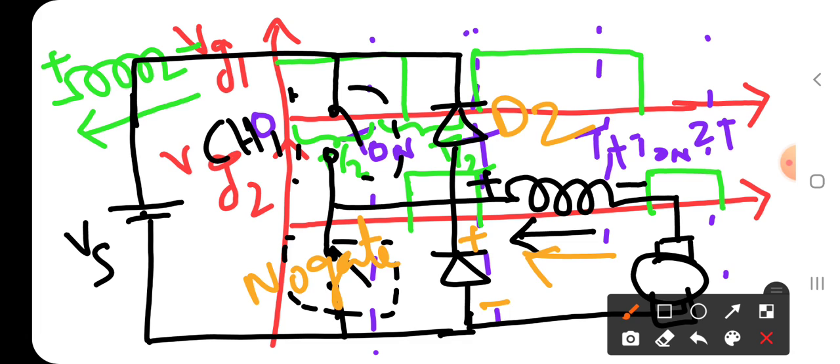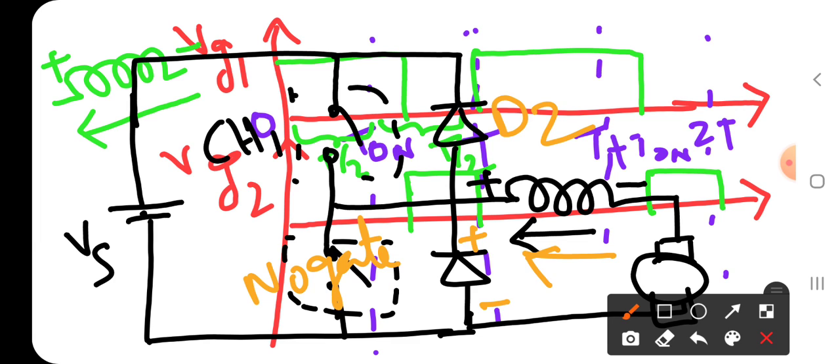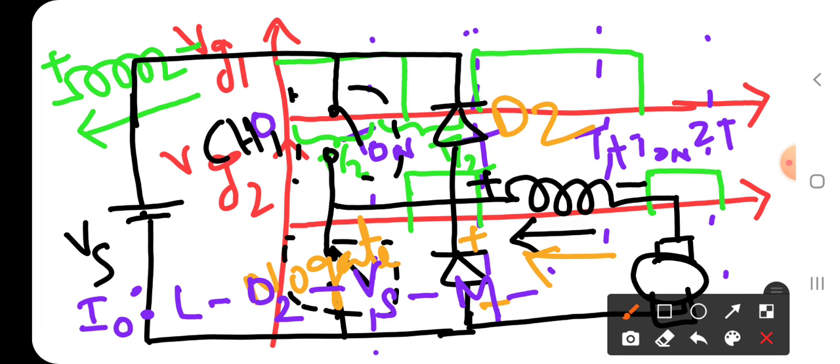So, when D2 is forward biased, how will the current flow? The current flows from the inductor through D2, then Vs, then the motor, then the inductor L again. I expect all of you to take this. I0 flows from the inductor, then D2, then Vs, then motor, then L again.